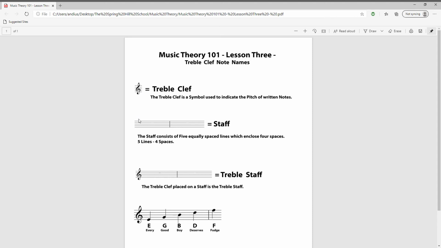If you get this treble clef, this symbol, and you move it down and you put it on the staff, you have now created a treble staff. The treble clef placed on a staff is the treble staff.